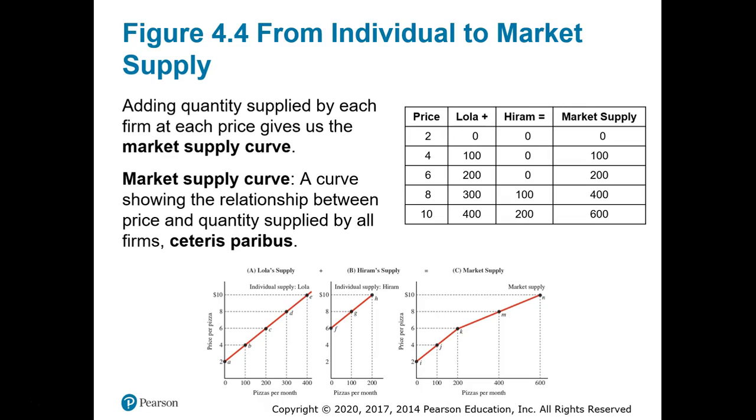So Lola started at 2, so she gets 200, 300 pizzas sold before Hiram will even sell his. And then you combine at 8: Hiram did 100, Lola did 300. That's a grand total of 400 pizzas. At 10, Lola did 400, Hiram did 200. That's a grand total of 600 pizzas. The bend happens at $6. Before that, only Lola was selling.